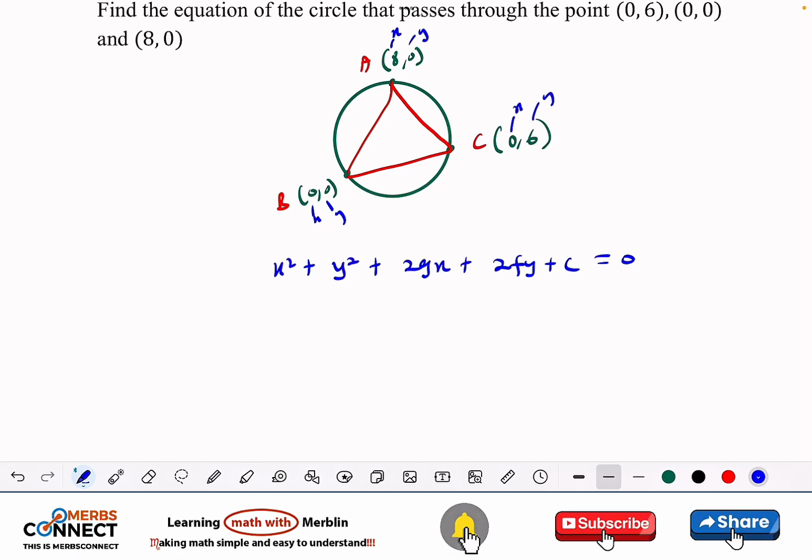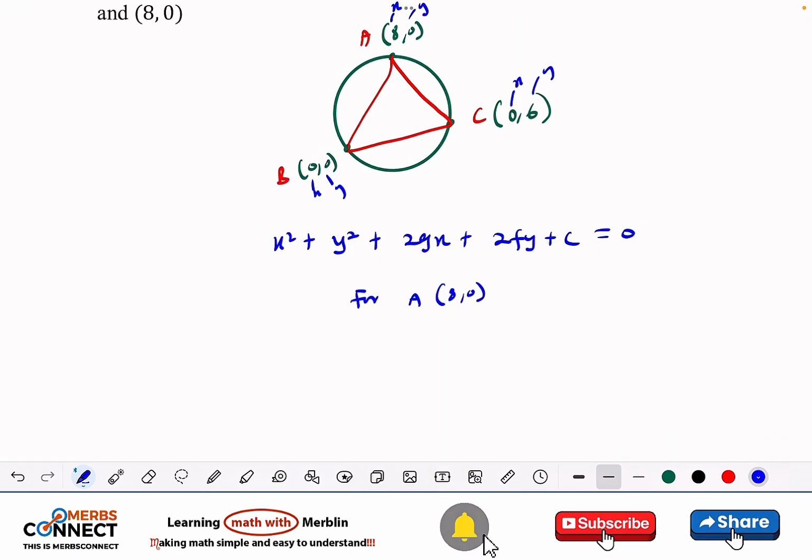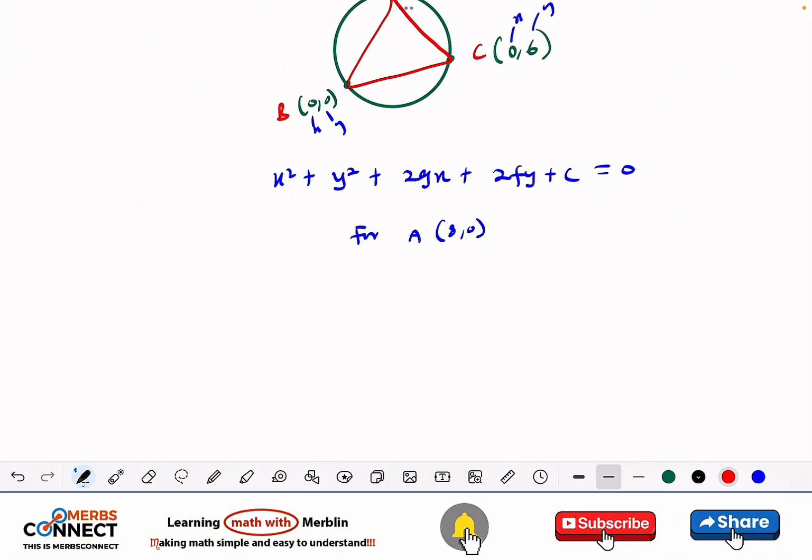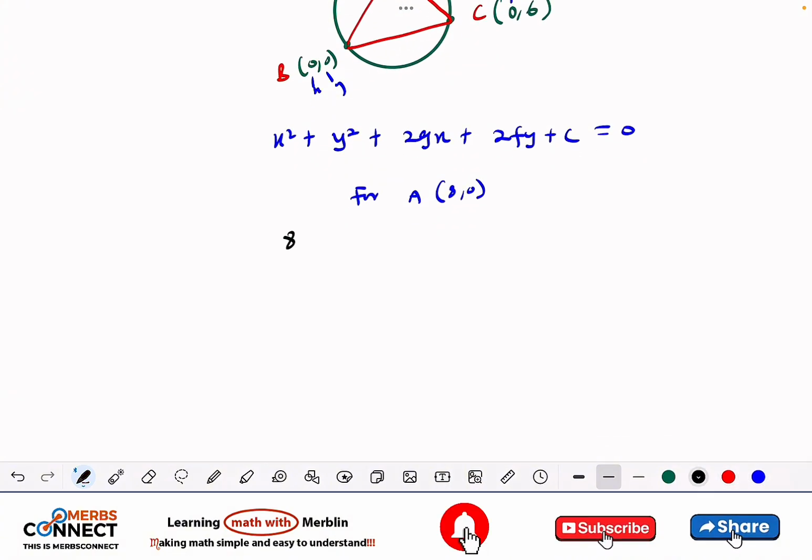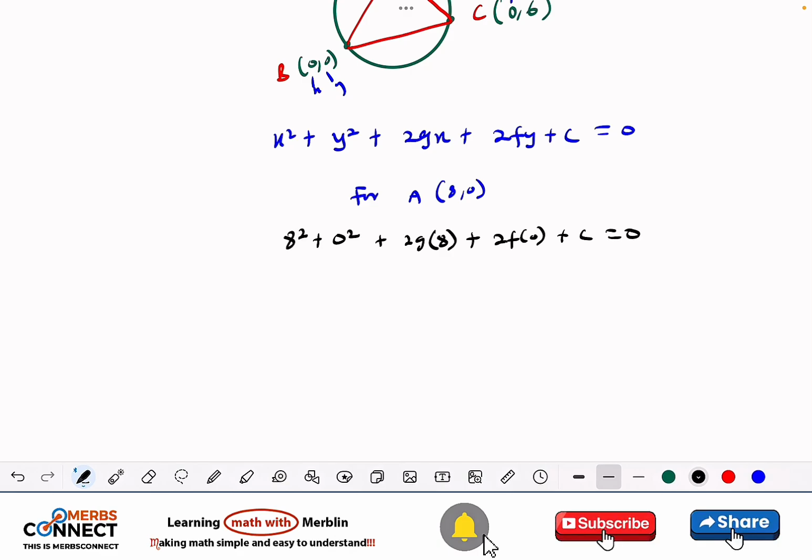So for A, 8 and 0, I'll just plug them in. So what are we going to get? I'm going to have 8 squared plus 0 squared plus 2g times 8 plus 2f times 0 plus c is equal to 0. So I'm just plugging in the point. This is x and this is y. So wherever you see x, plug in 8. Wherever you see y, plug in what?